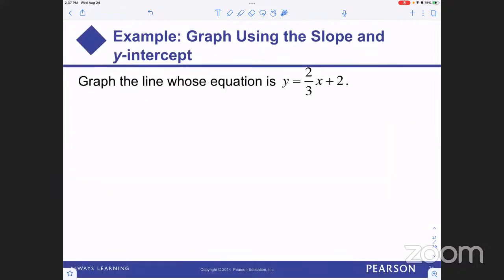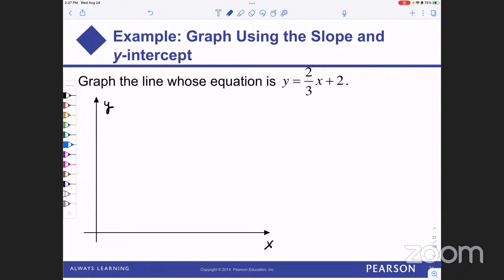So we're asked to graph the line whose equation is this, right? So I'm gonna do a quick sketch. It's not highly detailed or whatever. Up two and over three. So I think we're working in quadrant one. So I'm gonna let this be my positive y. This is my positive x, right? And this is just a rough sketch. This is not drawn to scale or anything.